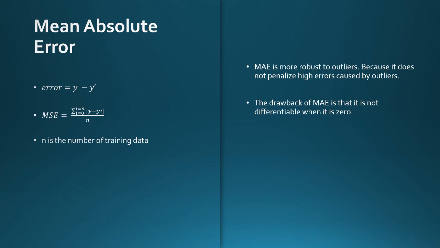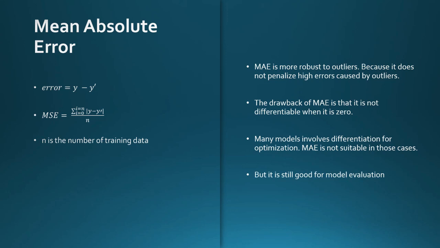But it has a drawback. It is not differentiable when the error is zero. If you remember calculus, you understand what I'm saying. Otherwise, don't worry about it. Many machine learning models, including neural networks, involve differentiation for optimization. MAE, or mean absolute error, is not suitable in those cases, but it is still good for model evaluation.